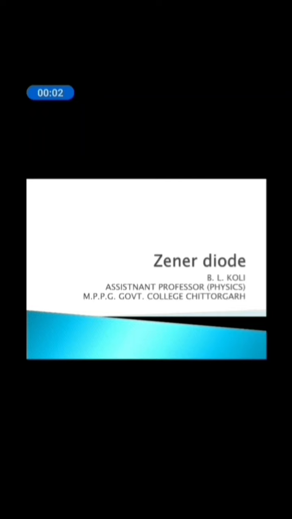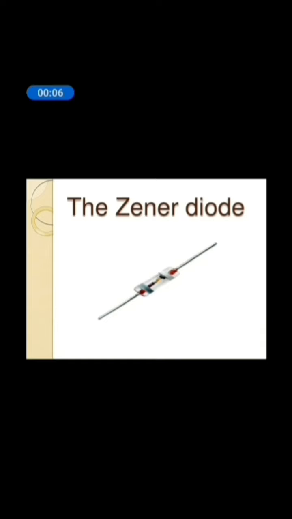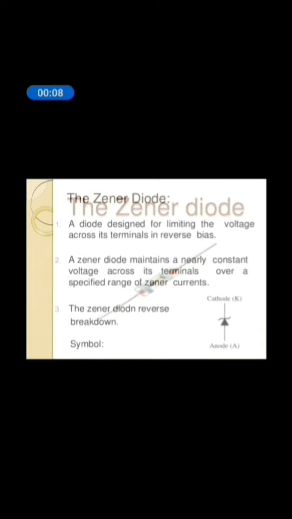Study about Zener diode. Zener diode. It is a diode designed for limiting the voltage across its terminals in reverse bias.